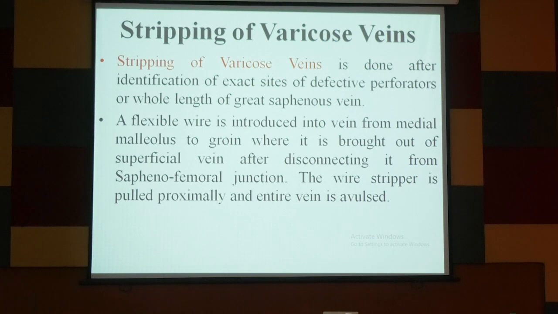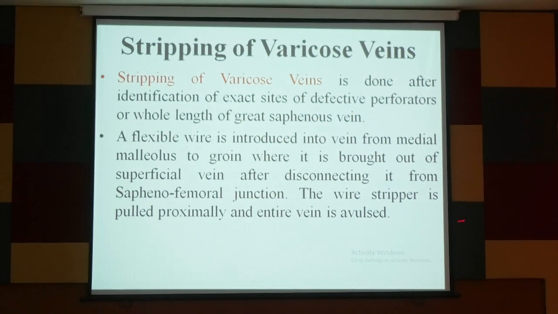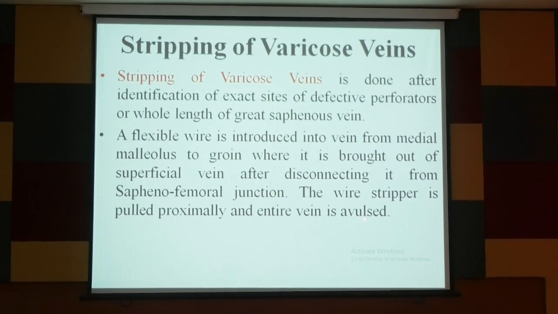Now, stripping of varicose veins. This is a method where you first identify the exact site of defective perforators. You have to detect them along the whole length of the great saphenous vein. A flexible wire is introduced into the vein from the medial malleolus to the groin, where it is brought out of the superficial vein after disconnecting it from the saphenofemoral junction. In the previous picture, here is the saphenous vein, and this is the saphenofemoral junction. The wire stripper is pulled proximally, and the entire vein is avulsed.